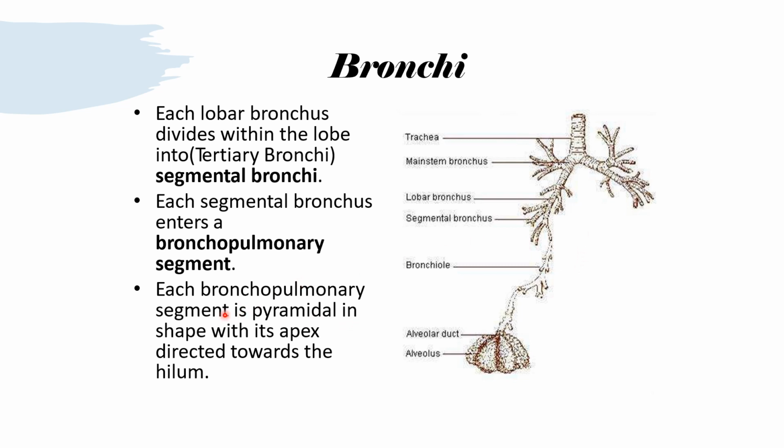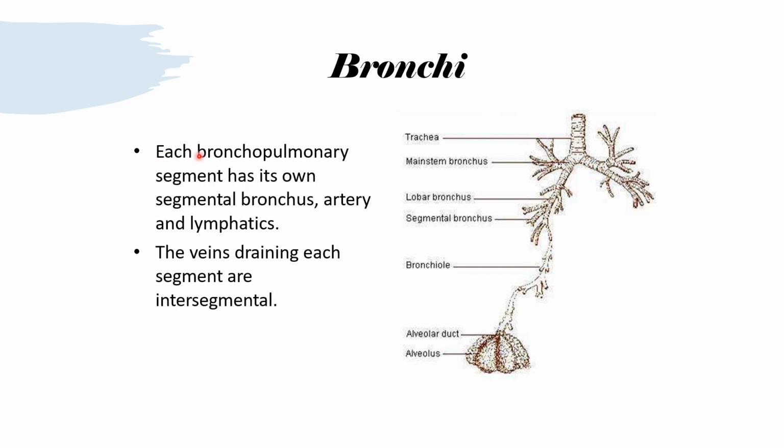Now each bronchopulmonary segment is pyramidal in shape with its apex directed towards the hilum. Each bronchopulmonary segment has its own segmental bronchus, artery and lymphatics. This you already know, right? So the veins draining each segment are intersegmental veins.